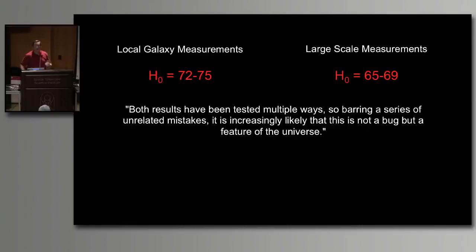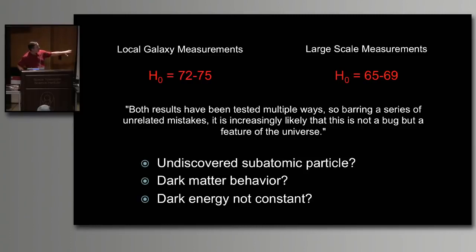So of course we can come up with new ideas. And some of the new ideas are perhaps there is an undiscovered subatomic particle, such as a neutrino with mass, that changes the measurements that we would get from one of these values. Basically, that would be on the large scale. Or maybe dark matter doesn't behave exactly the way we think it does. We think dark matter only behaves gravitationally. Maybe there's a little bit stronger interaction between dark matter and normal matter.